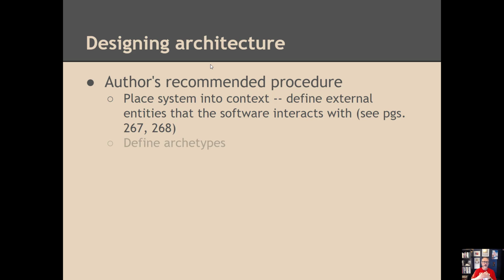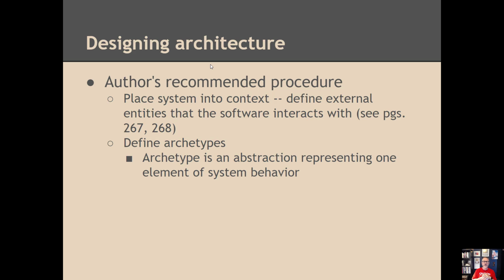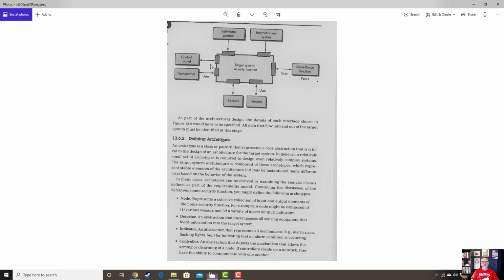Okay, so that's first, trying to figure out what are all the different systems that interact with the system that we're defining. Then you define what are called the archetypes. And an archetype is an abstraction that represents one element of system behavior. So it may be a class, it may be a package or a subsystem of some sort, but then we would break that down into classes as we go further. So page 269 talks about defining archetypes there.